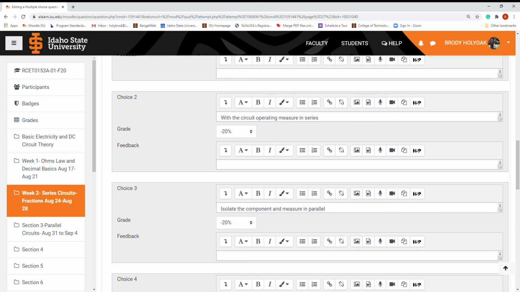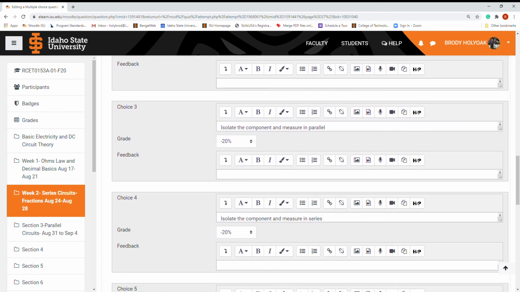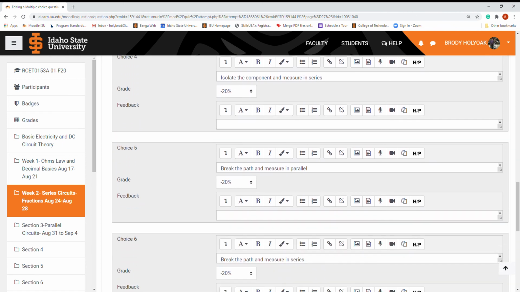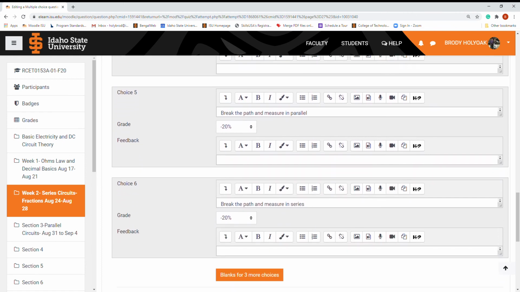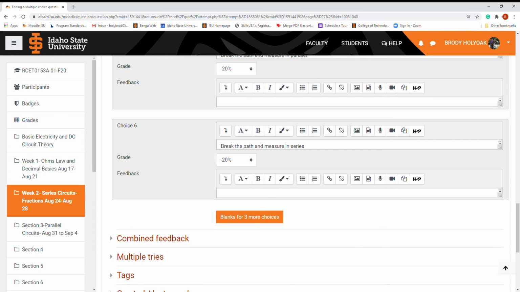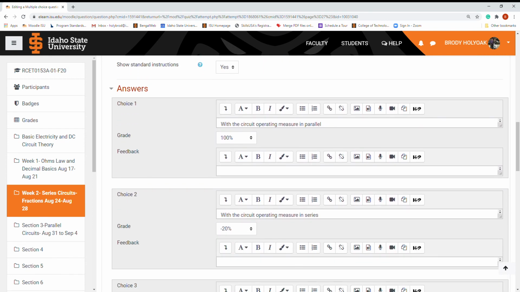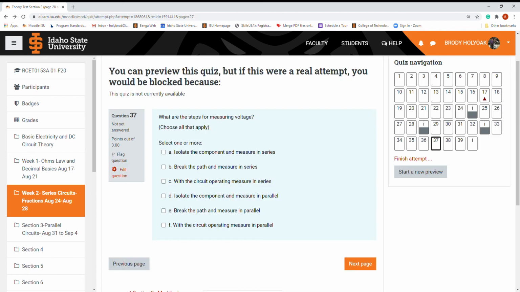With the circuit operating, measure in series. Isolate the component and measure in parallel. That's not going to give you any voltage. Isolate the component and measure in series. Break the path and measure in parallel. Break the path and measure in series. So the correct answer is with the circuit operating, measure in parallel. Okay? In this one, it's going to mix them up. So with the circuit operating, measure it in parallel.